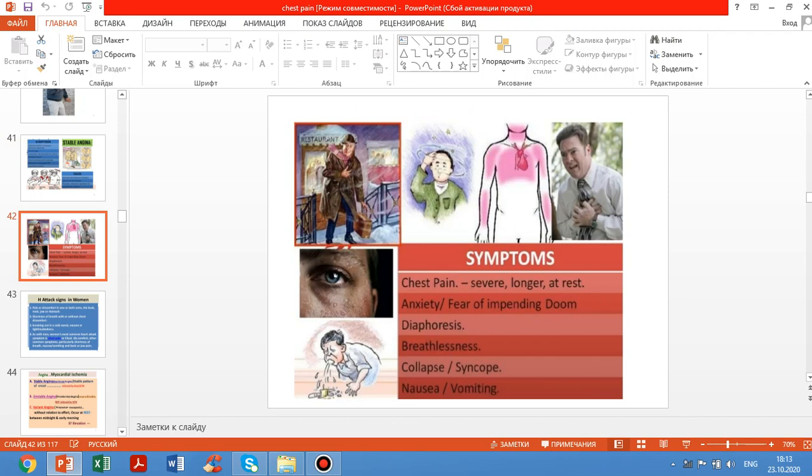Clinical symptoms of unstable angina. Symptoms: chest pain, severe, longer, at rest. Anxiety, fear of impending doom, diaphoresis, breathlessness, collapse or syncope, nausea, and vomiting.